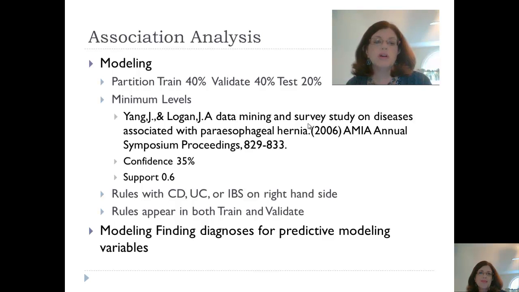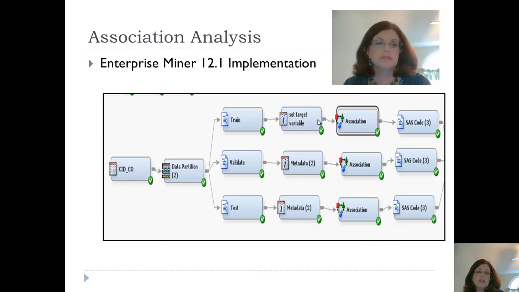Later in our predictive modeling paper, we created a predictive model where the target would be Crohn's disease, ulcerative colitis, or irritable bowel syndrome. Here's the enterprise miner implementation. It is typically what a patient or their family would know, as conditions associated with the disease are often complicated.